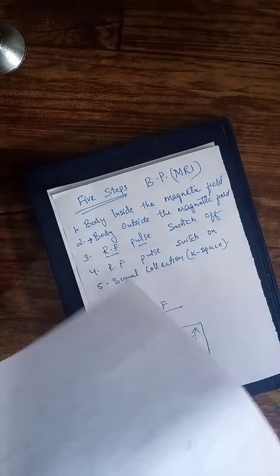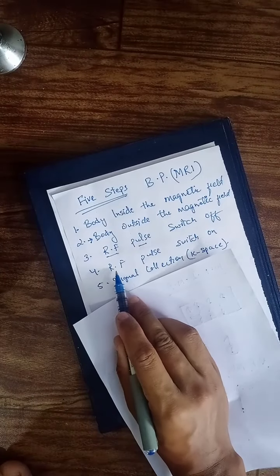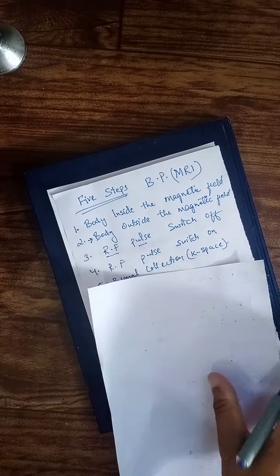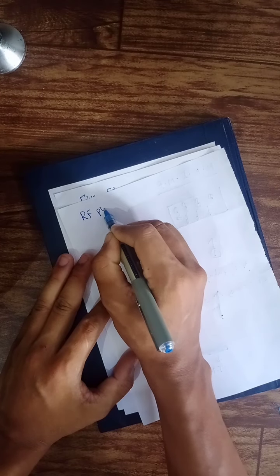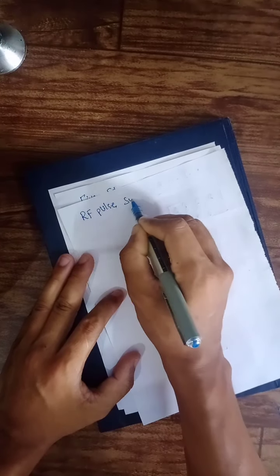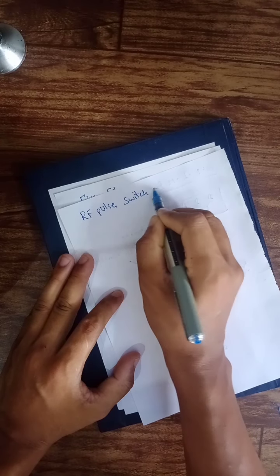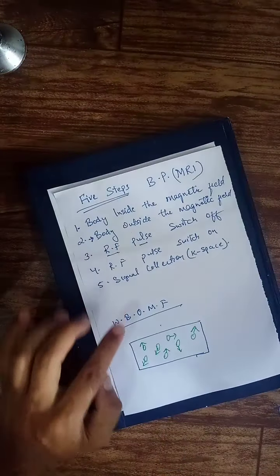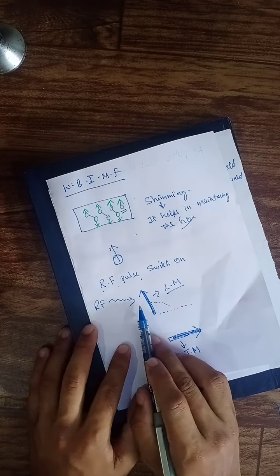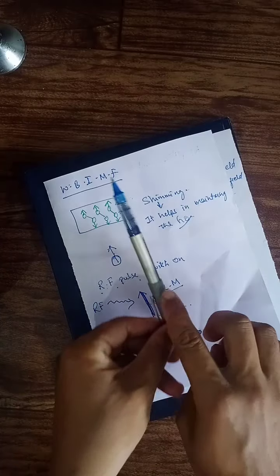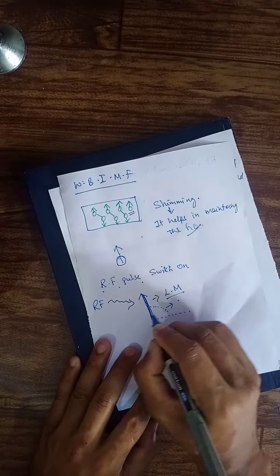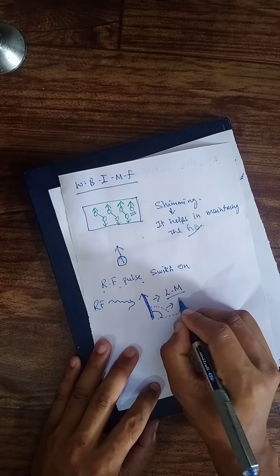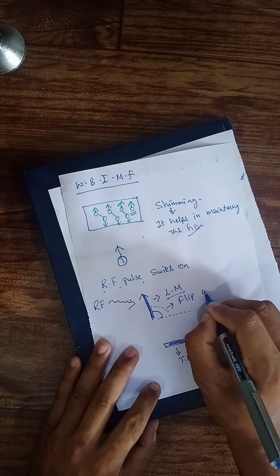So let's go to the fourth step. I think you remember the fourth step is RF pulse switch off. See here, sorry, this page, right? When it's on, it goes and flips. This angle is also known as the flip angle.